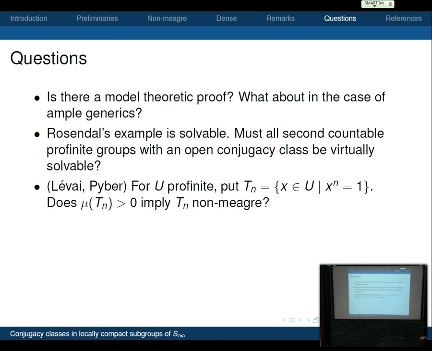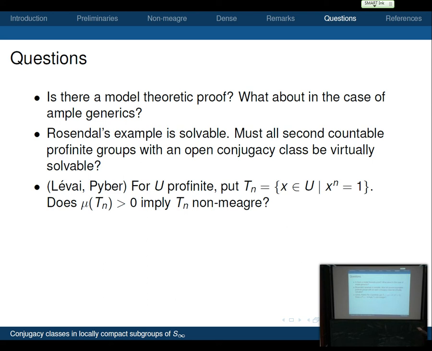Something that I came across, and this is what I mentioned about this equivalence of measure and category possibly being applicable or giving insight into other problems, is this. For U a profinite group, put T_n the collection of elements in U that have order n. If this thing has positive measure, is it non-meagre? And you'll note that this thing is conjugacy invariant. I've thought about it a little bit, but I haven't spent that much time. But it seems like you may be able to use that same argument, reducing to the finite quotients and trying to bound the size of this set in the finite quotients.